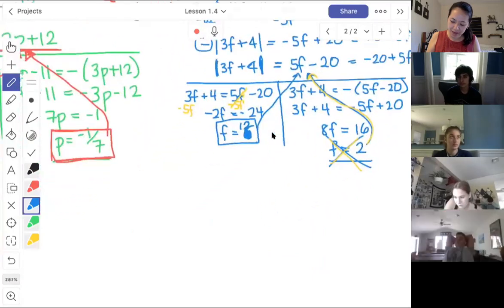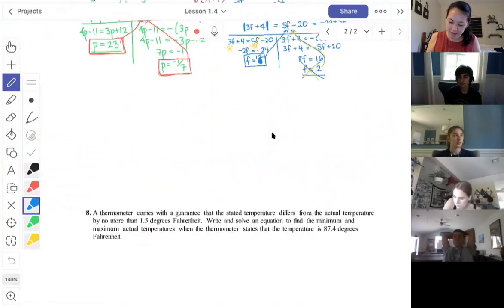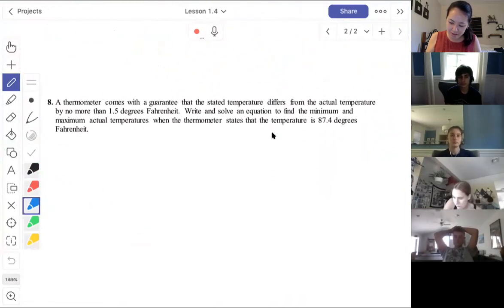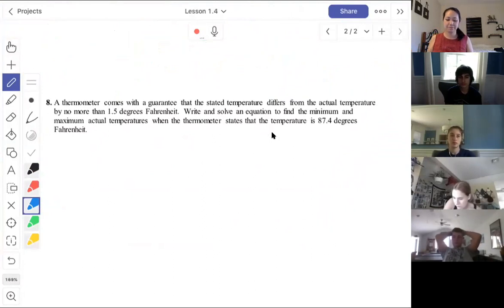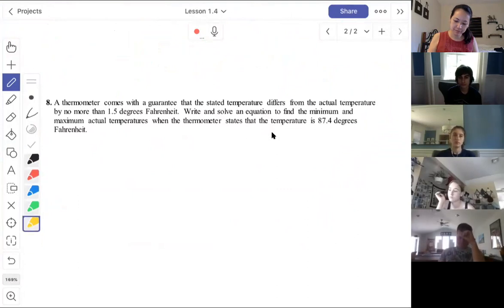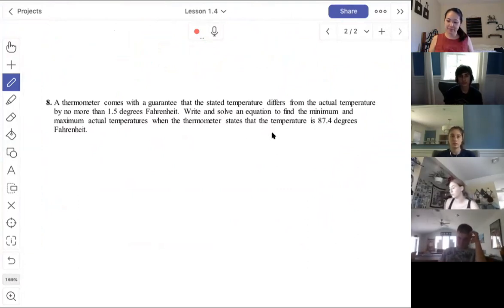Number 8, right? Yeah, the thermometer one. A thermometer comes with a guarantee that the stated temperature differs from the actual temperature by no more than 1.5 degrees Fahrenheit. Write and solve an equation to find the minimum and maximum actual temperatures when the thermostat states that the temperature is 87.4 degrees Fahrenheit. Nice. All right, thank you.